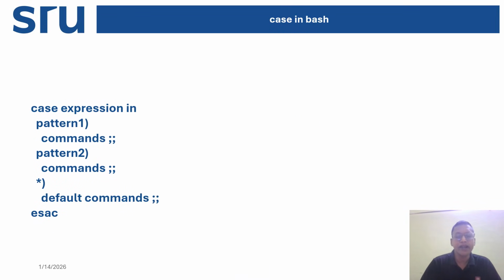Next, case in bash. When there is a need to check multiple conditions, case is the best option. The general form is: case expression in pattern 1, some set of commands, semicolon, semicolon, pattern 2, some set of commands, semicolon, semicolon, and so on. The last one is star bracket, the default commands, semicolon, semicolon, and the last one is esac. So this is the pattern of case.